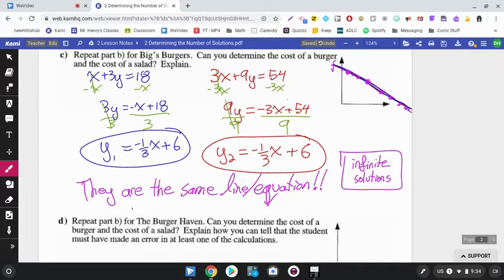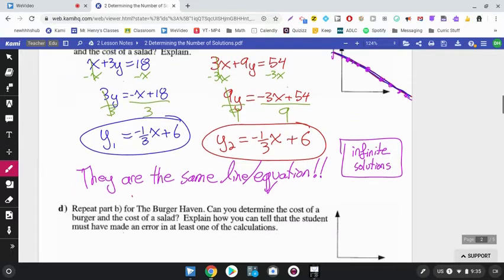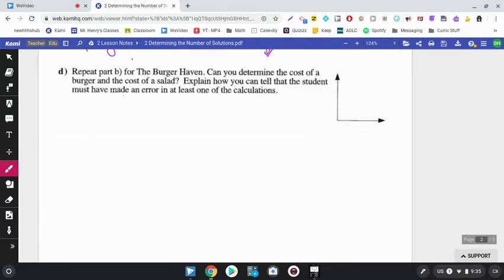That's a system that I don't want because it doesn't give me any information. It's the same line. Okay, so normally we get things that cross once. That's my solution. By the off chance, I might actually get the same line, which is bad. It's redundant information. And that's an infinite amount of solutions. Okay, let's look at the third one.